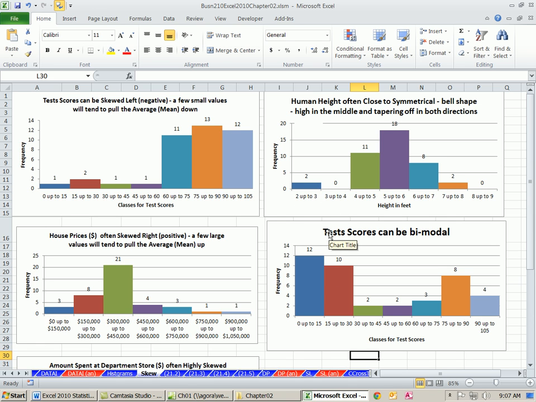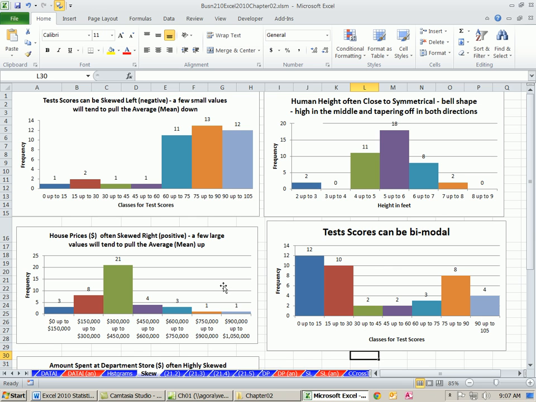Another possible histogram shape is called bimodal. Now we'll talk about modes in Chapter 3 when we do numerical measures. Mode just means, hey, which one occurs the most frequently? Now notice there's a really tall one here and a really tall one here. So it's as if there's two peaks, bimodal. And this is test scores, right? This happens with test scores sometimes.